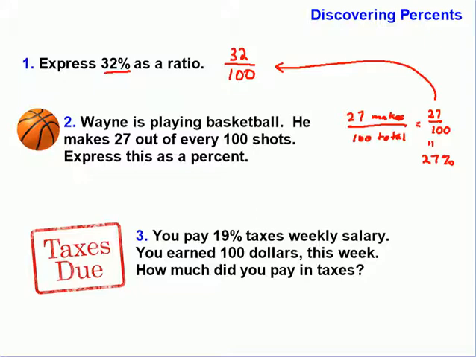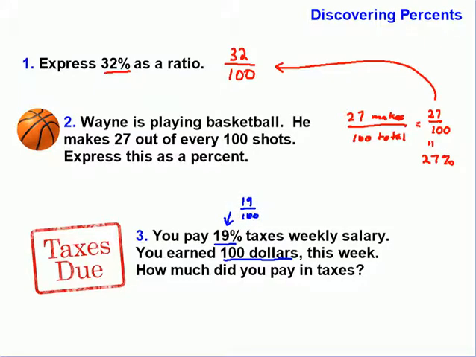Let's say that you pay 19% taxes on your weekly salary, on the amount that you earn each week. Now, let's say, just for fun, that this week you earned $100. How much do you pay in taxes? Anytime we see a percent, we're always going to think of a ratio of something over 100. In this case, it's 19 over 100.